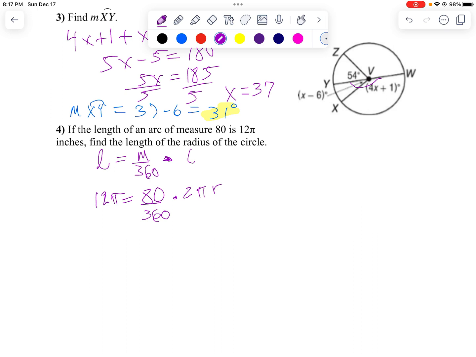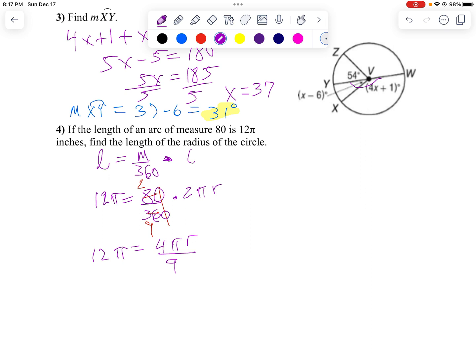Well, the first thing I notice is if I take 80 over 360, I can reduce that, can't I? The zeros reduce out. And then 8 and 36, 4 goes into both of them. So 8 divided by 4 is 2. And 36 divided by 4 is 9. And that's all I can reduce. So now let's rewrite that. So 12 pi equals 2 times 2 is 4 pi r over 9.